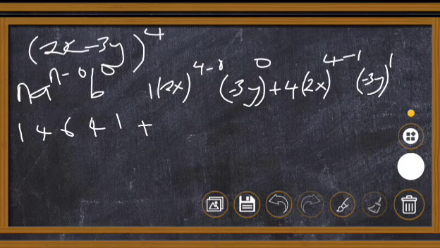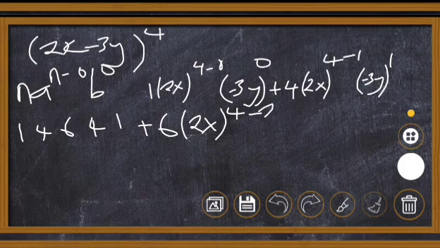Then we go to the third term, which is 6. Where we have n, we write 6, and where there is a, we write 2x. The value of n is 4, and then minus, this time increasing from 1 to 2. Where there is b, we have negative 3y. The power here we had was 1, so this time we are going to have power 2.